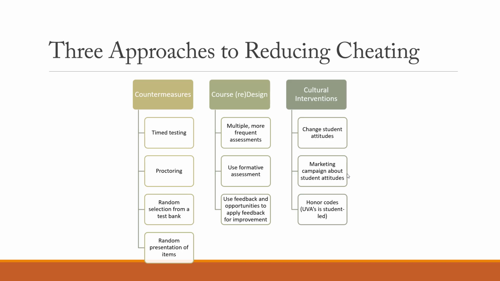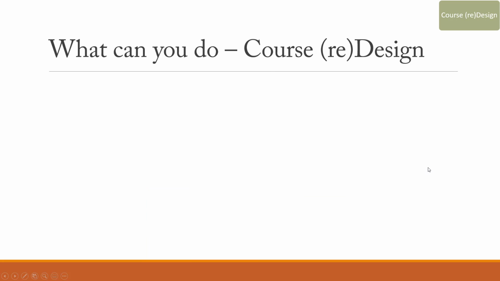You may also develop honor codes. I was at the University of Virginia before, and UVA has a very well-known honor code system that's actually student-led. It's not instructor-led, but the students are the ones who usually report honor violations and make a determination if a student needs to be removed from the university for an honor violation or whatnot. So there's different ways to go about honor codes, but having an honor code and having it in place and actually having consequences for things is an important aspect of a cultural intervention.